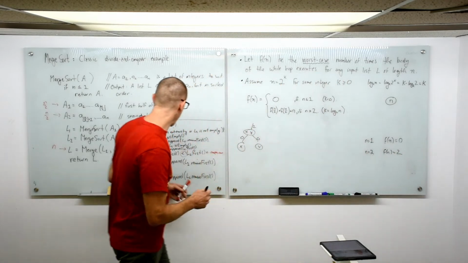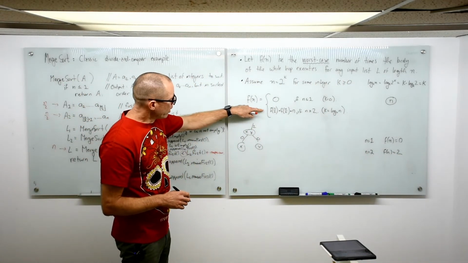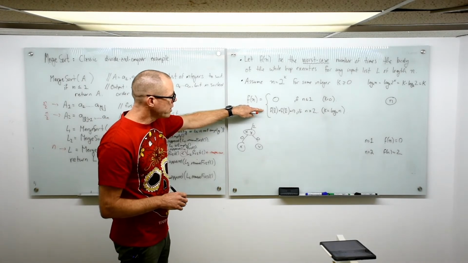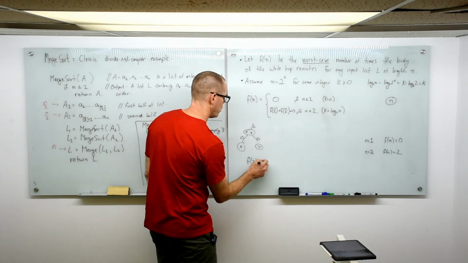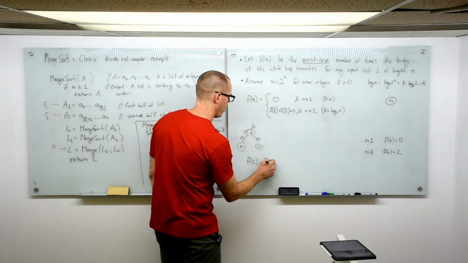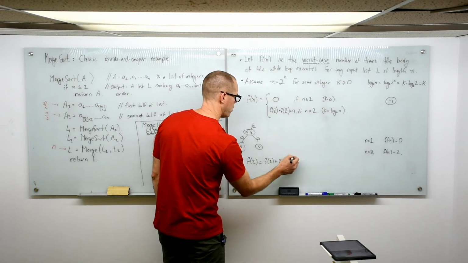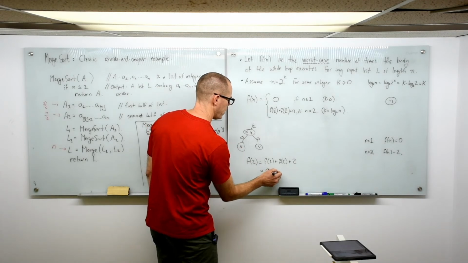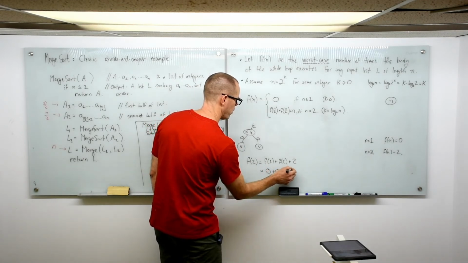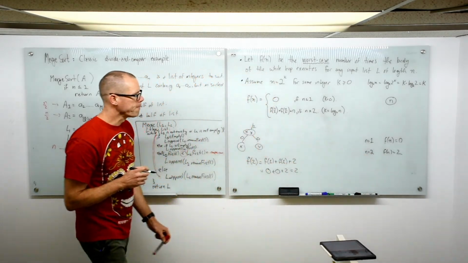So that's by examining the code here. But we can also look at what the recurrence tells us. It says that f of 2 is equal to f of 1 plus f of 1 plus 2. But this is 0 plus 0 plus 2, which is equal to 2. Okay.